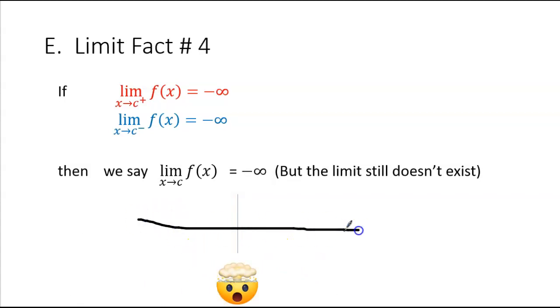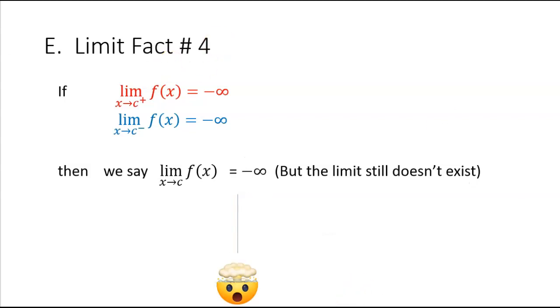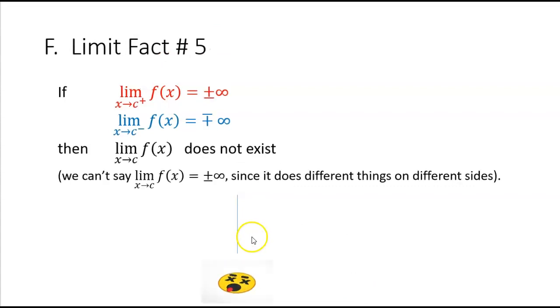In the same way, as you approach from the left, it could be going to negative infinity. Or as we approach from the right, it could be going to negative infinity. If it's doing the same thing on both sides, then we could say, okay, fine, the limit's negative infinity. The y value is going farther and farther down, so it's negative infinity. It never reaches anything. But still, the limit doesn't exist. So we could say positive infinity and negative infinity to be more specific, but we just can't say that it exists. Okay? So let's look at one final limit fact, number 5.